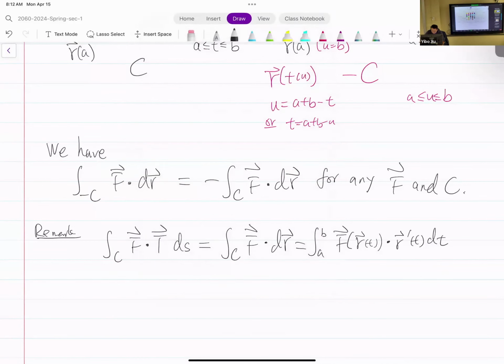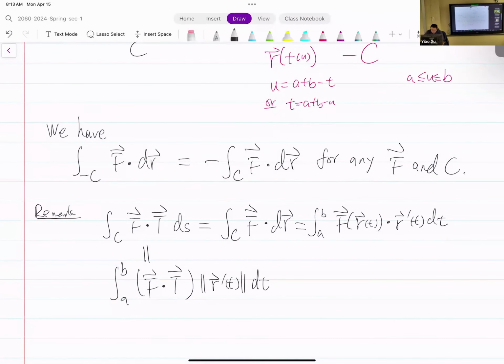But we also realize that this integral actually equals the following. If we write it in terms of the parameter t again, we know ds is something that we can translate. Okay, so basically we have F dotted with T. This is actually a scalar, right? This is a scalar which results from the inner product, the dot product. So ds we can rewrite as the magnitude of r prime times dt. Okay.